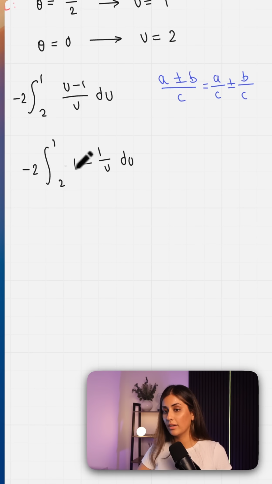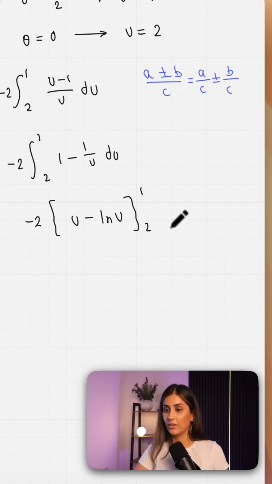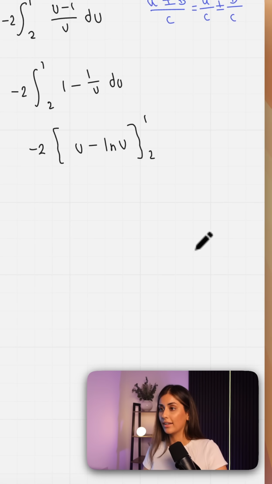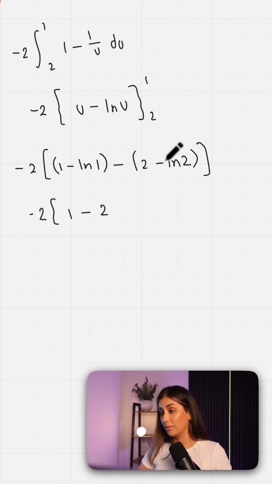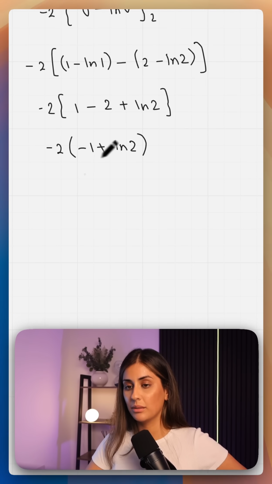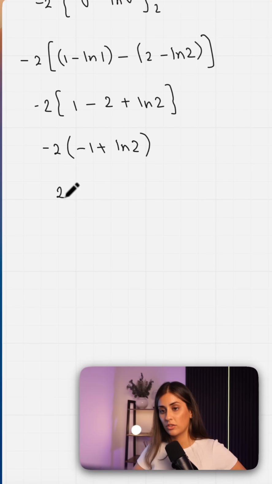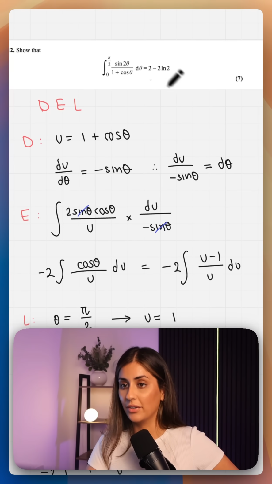Right, 1 integrates to u, 1 over u integrates to ln u. Put that in square brackets and add your limits on the right. Let's plug everything in, expand and simplify. ln 1 is 0, so we can ignore that. Minus 2 minus minus gives us plus ln 2. So that's minus 2 minus 1 plus ln 2. If we expand and simplify, this gives us 2 minus 2 ln 2. And that's what we had to show, so we've got there.